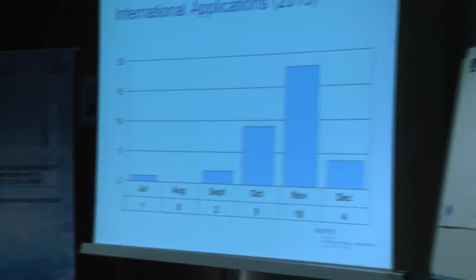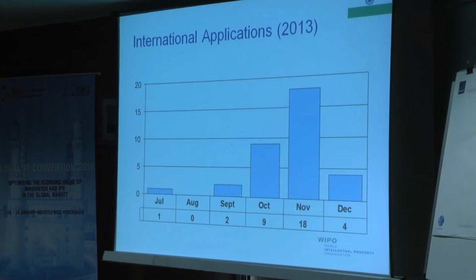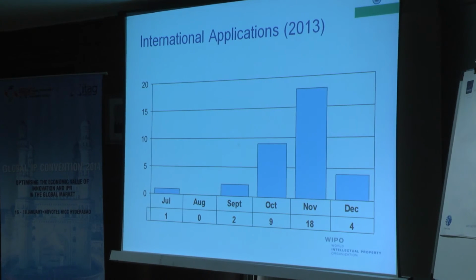These are the international applications received, a better indication in the last 6 months. 1 in July, 2 in September, 9 in October, 18 in November, 4 in December. The countries that you have designated, if I have this information here: 2 to the United States, 2 to the United Kingdom, 2 to New Zealand, 2 to Australia, 1 to Japan, 1 to Mexico, 1 to Ireland, 1 to the EU, 1 to Bulgaria. Those so far has been the activity.